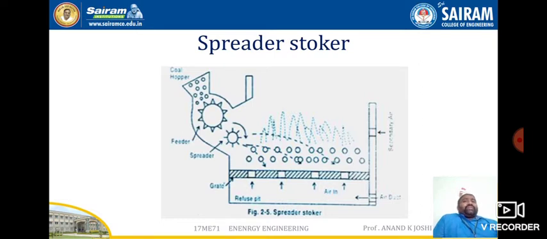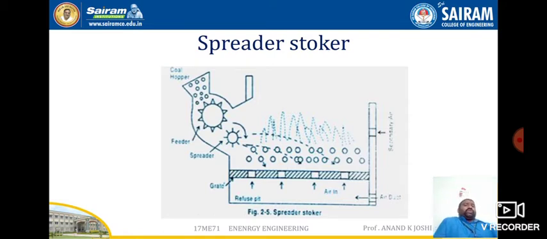So preheated air can be used for improving the efficiency of the operations, and the fuel can burn rapidly, hence its caking tendency is very low. So even with the use of caking coal also, we can burn the fuel. It can respond quickly to the load variations. Okay, these are all the advantages, and now the disadvantages.